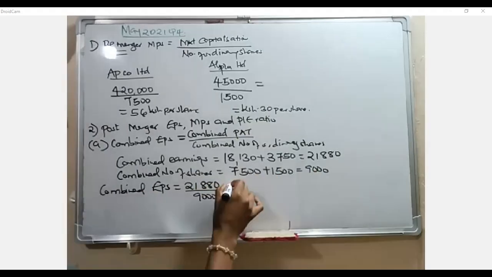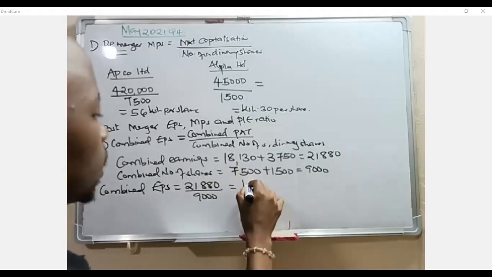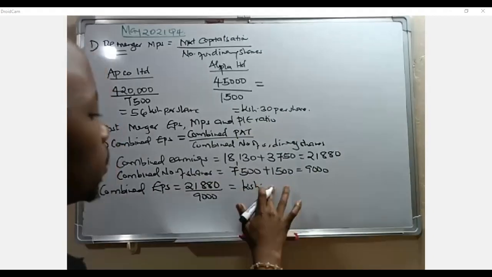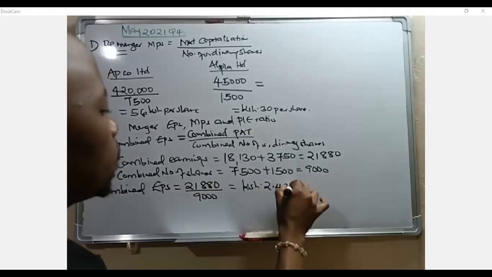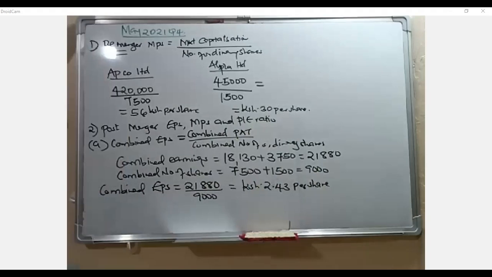So how much is the combined EPS? I divide by 9,000, and I'm going to get Kenya shillings 2.43 per share. That is how you normally do it, right?